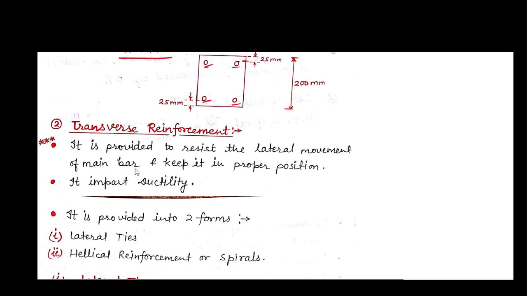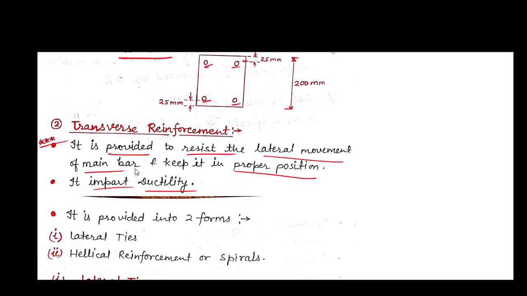Now the second one is the transverse reinforcement. It is generally like the vertical stirrups that we were providing in beams. In the case of a column, it is known as transverse reinforcement. It is provided to resist the lateral movement of the main bars and keep them in proper position. Also, it is made of steel, so it will impart some ductility.